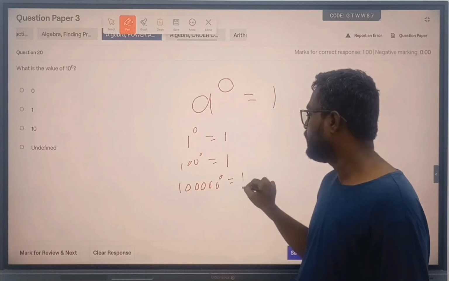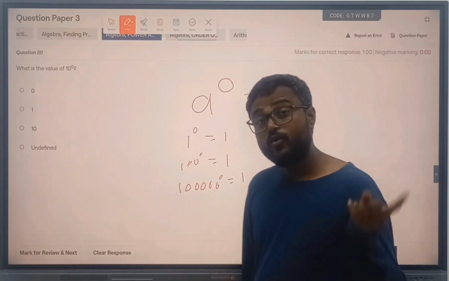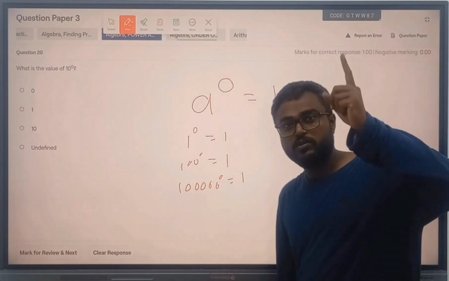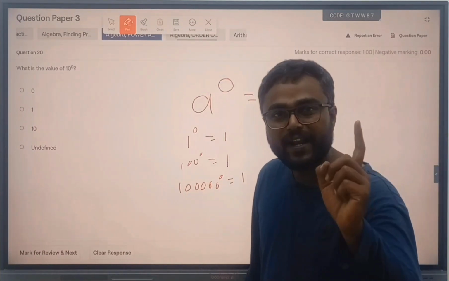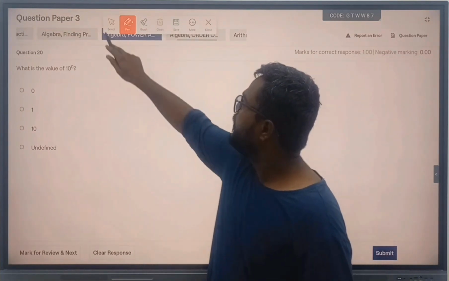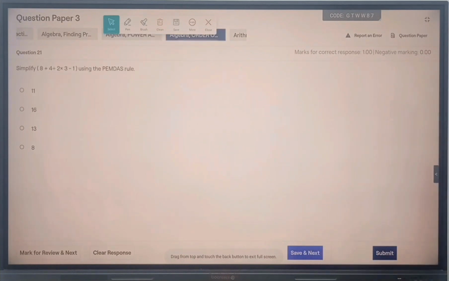100,000 to the power 0 is 1. 1 million to the power 0 is 1. 1 billion to the power 0 is 1. 1 trillion to the power 0 is 1 only. Okay? I hope you're clear with that. With that knowledge, let's move on to the next question.